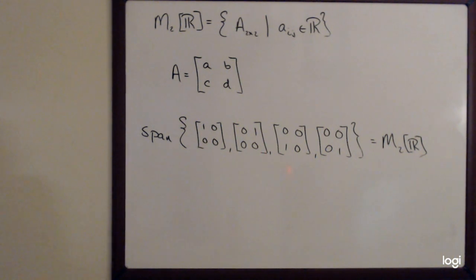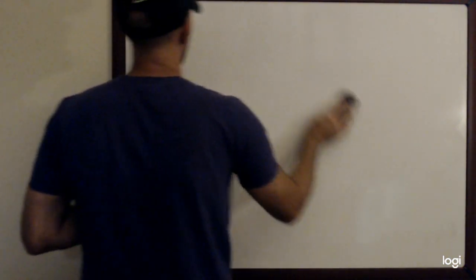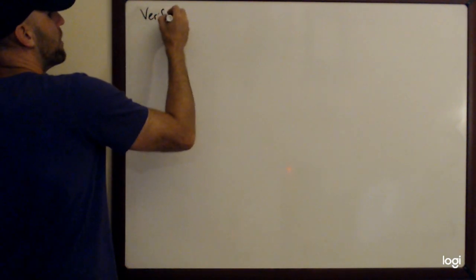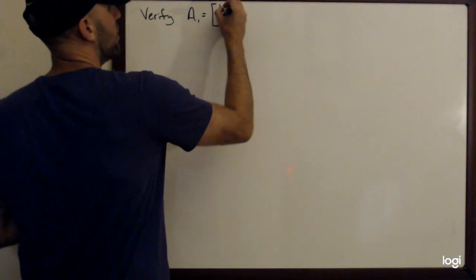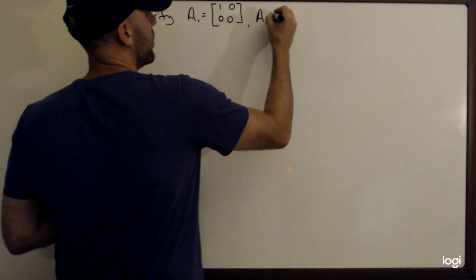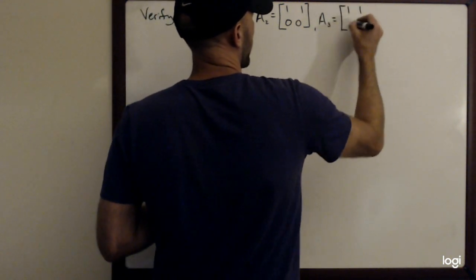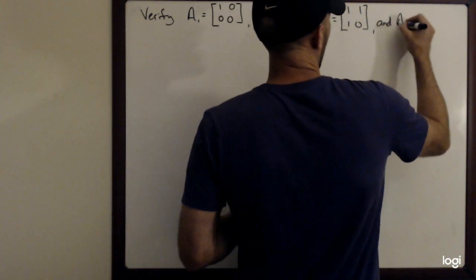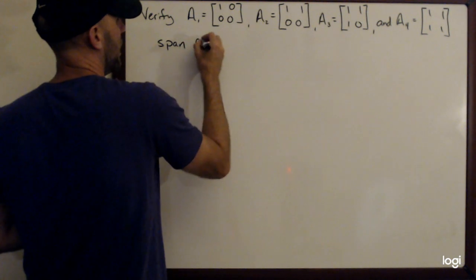Okay. Let me work another example. The next example I want to work uses M2, which is why I did that one. So let's see. This one says verify. There's a lot of math words for prove this: verify, show, demonstrate. Verify that A1 is the matrix 1, 0, 0, 0. A2 is 1, 1, 0, 0. A3, which I'm pretty sure is 1, 1, 1, 0. Let me make sure. Yes. And A4 is 1, 1, 1, 1. Verify that these span M2.